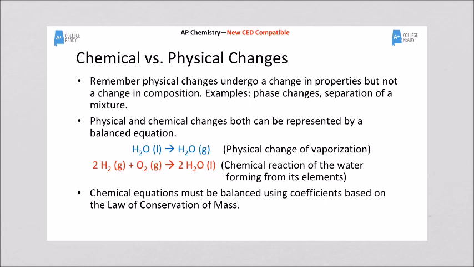So if you notice, the water evaporating or vaporizing is the first example, and then the chemical reaction of hydrogen gas and oxygen gas, that would require electric current, would produce water. So that is a chemical reaction, since we have water forming from completely different elements. But no matter what type of situation we have, we have to obey the law of conservation of mass, and both sides have to be balanced.